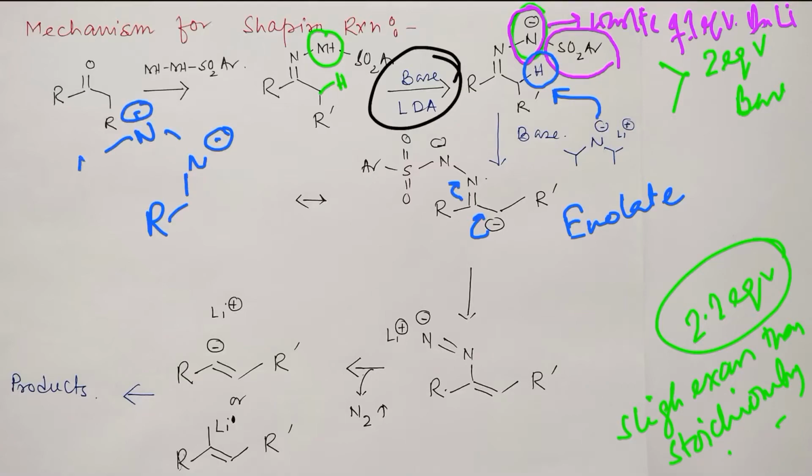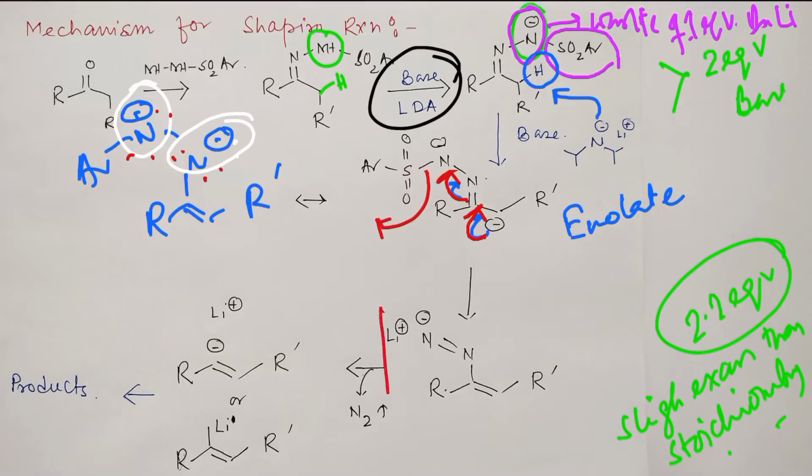Then, one interesting piece of information: just look here, both nitrogens have negative charge. This nitrogen has 2 lone pairs and this has 2 lone pairs, so severe lone pair repulsion happens. So this lone pair pushes here, consequently this bond pushes here, and this sulfonyl group leaves, and ultimately what results is this diazo derivative.